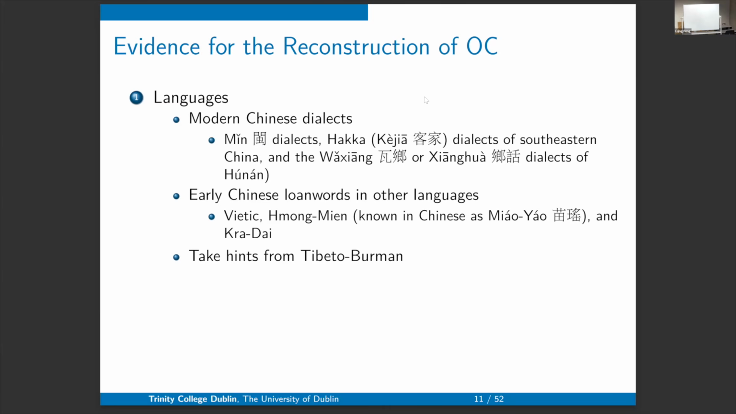And then you can take hints from Tibeto-Burman, and let's say what Baxter and Sagart would say, and what I would say, is if you are ever facing a choice, like, should I do it like this or should I do it like this? It's arbitrary from a Chinese perspective. You might as well go with whatever makes the Tibeto-Burman comparisons look better.